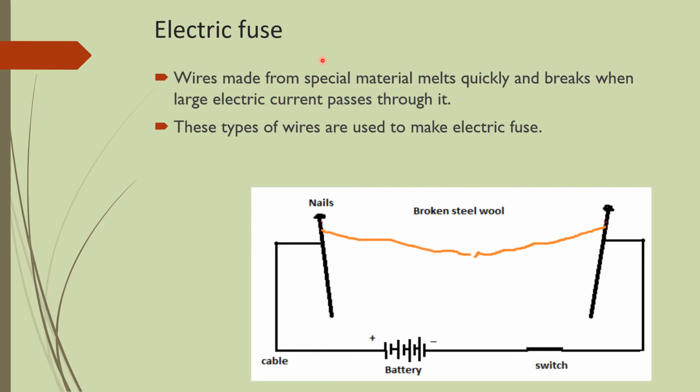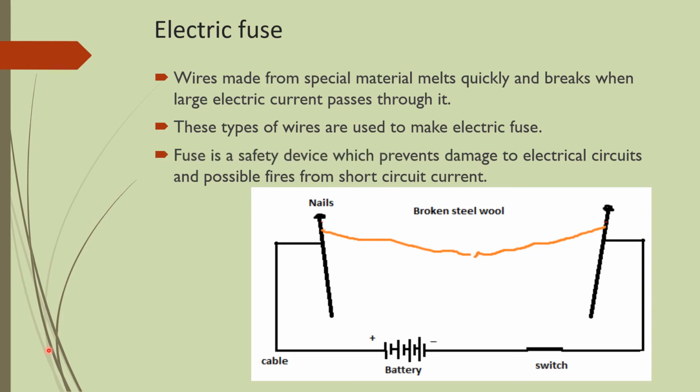Now, electric fuses are used in many electrical appliances. A fuse is a safety device which prevents damage to electrical circuits and possible fires from short circuit current. Short circuits can happen, so these electric fuses are used in houses, schools, and many electrical appliances also, to prevent the short circuit and fire.